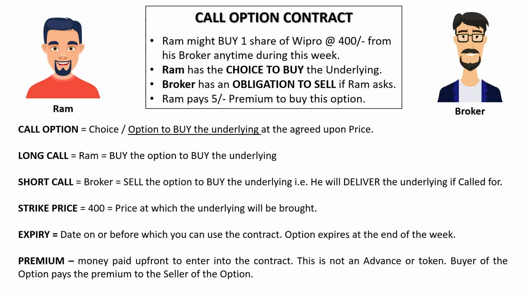So the most important sentence from this particular slide that you have to know is a call option is an option to buy the underlying asset. It's a choice to buy the underlying asset. Ram has the choice. Ram is the long call. Broker is the short call. And he has an obligation.